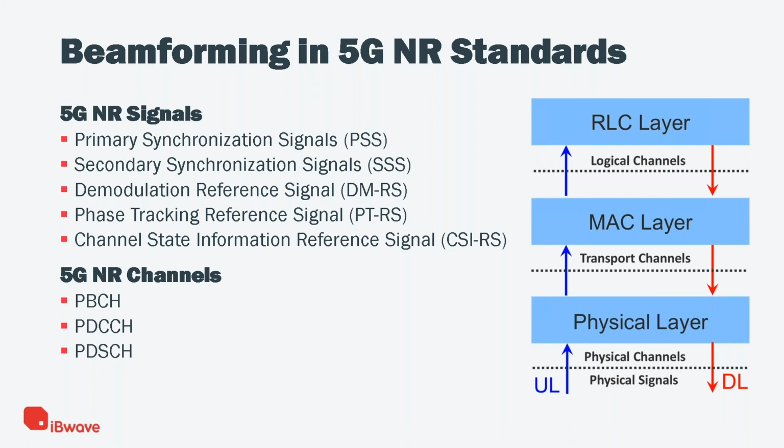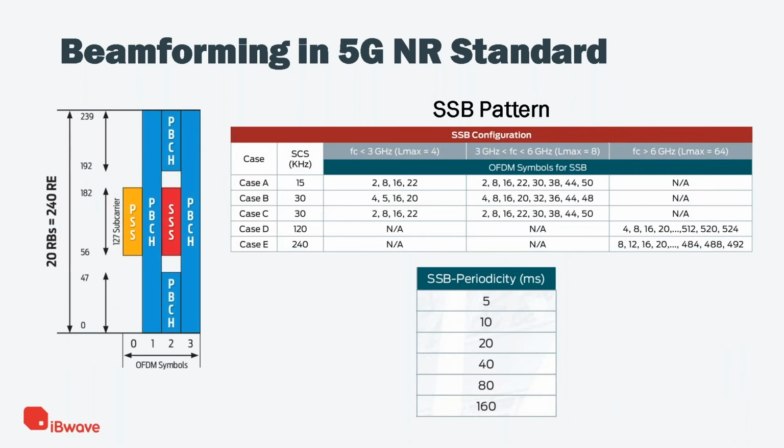So the synchronization signal and the broadcast channel are put together to form what is called a block of signal and channel, called SS block. This SS block is sent over 4 OFDM symbols, as shown here in the figure, in the time domain, and over 20 resource blocks in the frequency domain.